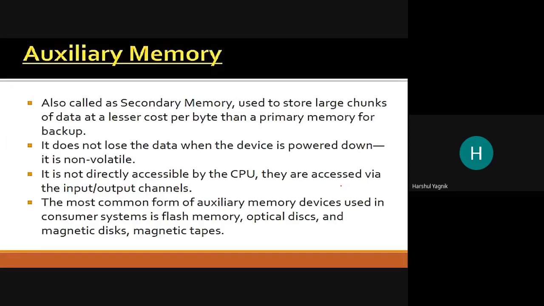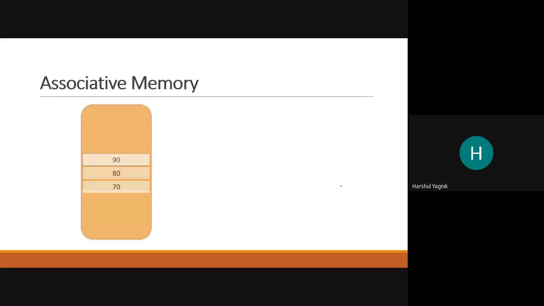Third, it is not directly accessible by the CPU. The processor pins are not directly connected to the auxiliary memory. It has to be used via IO ports, input output channels. The most common forms of auxiliary memory devices used in consumer systems, that is flash memory, optical disc, magnetic tapes, are all auxiliary memories.